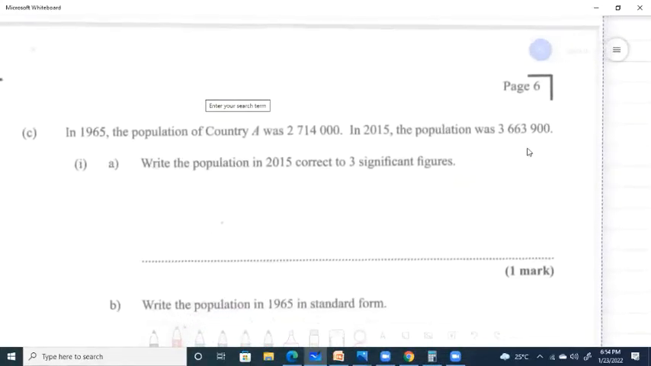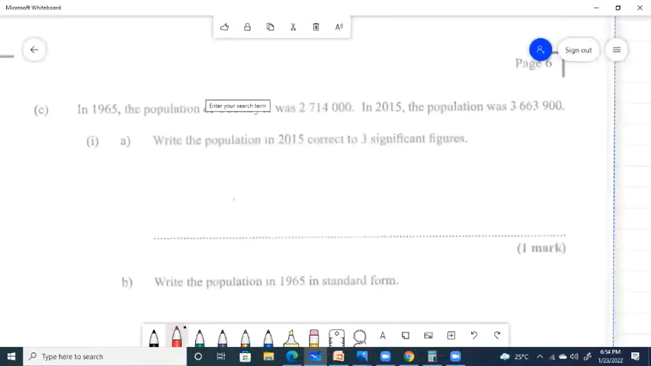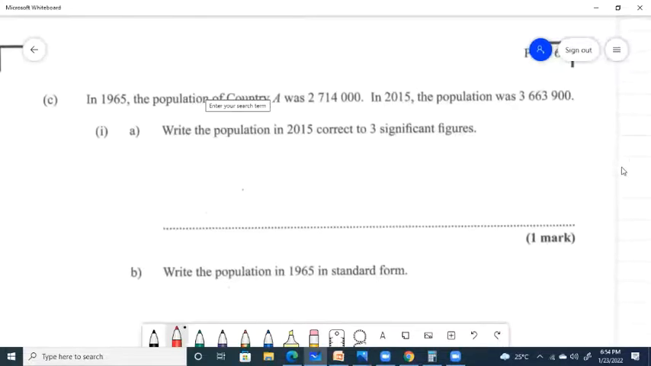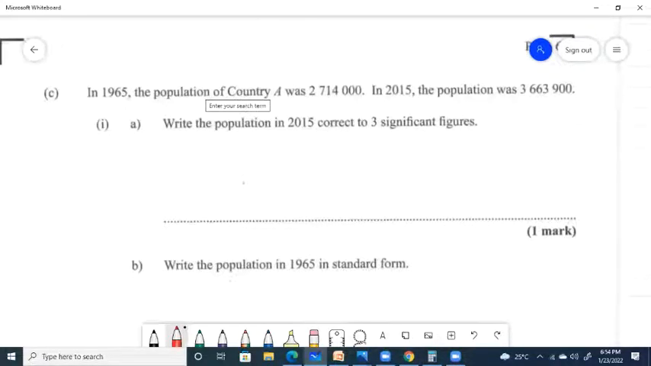All right, so this is the C part now. Here's the C part to the question. I think I remember what this question is. This is the 2021 May paper. Let's go. It says in 1965, the population of country A. If you notice, I like to underline my stuff and highlight.